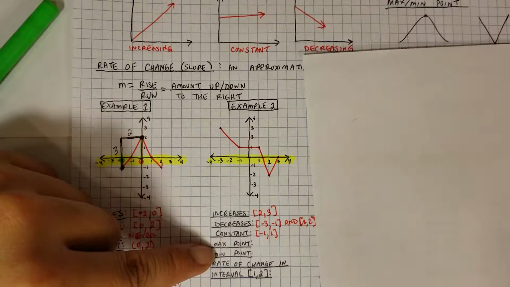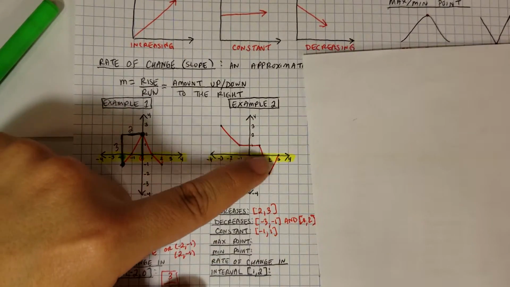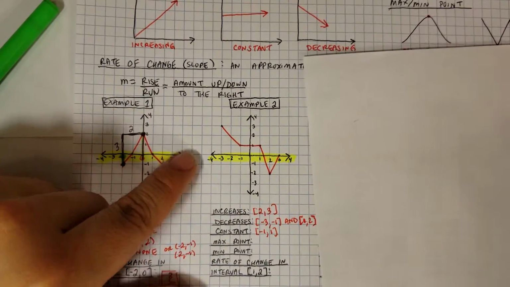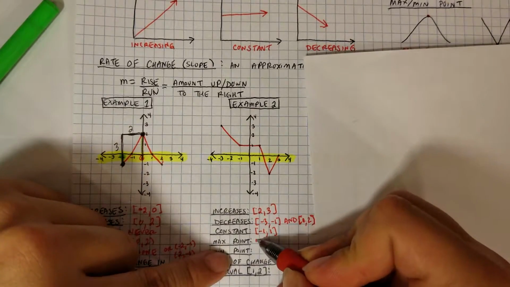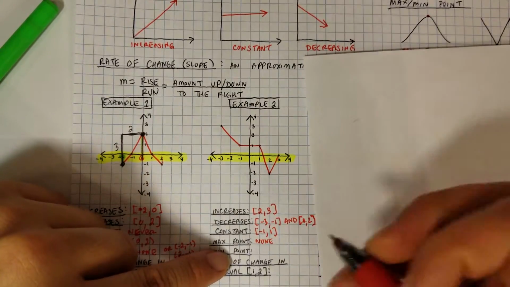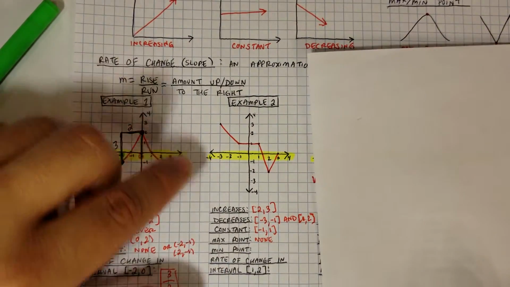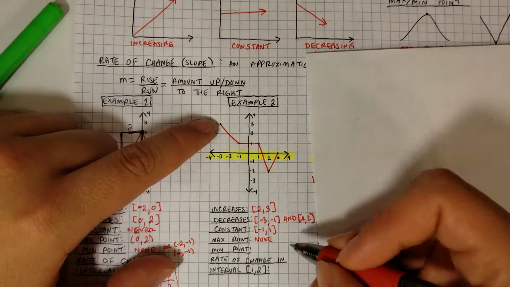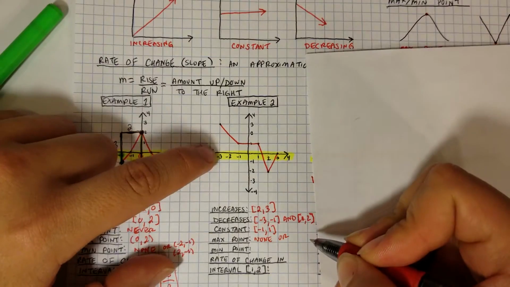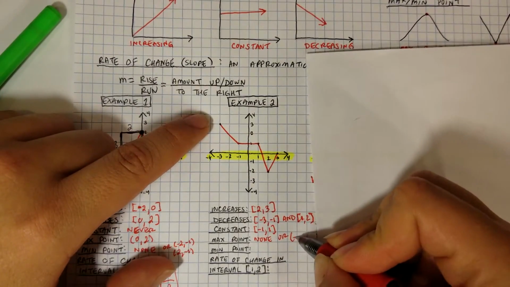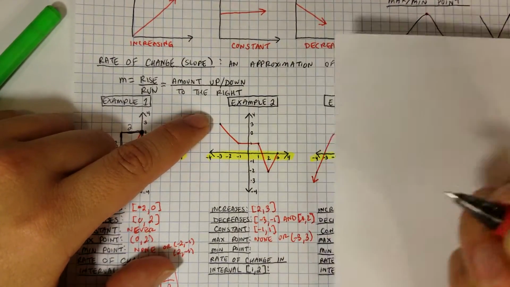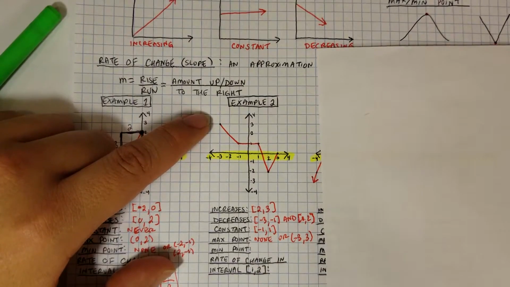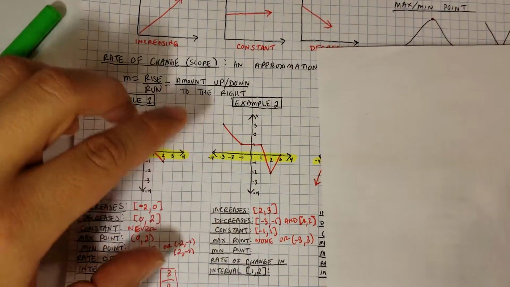Do we have a maximum point? Think of peaks, right? So not really. You could say that there's no peaks, but if you want to think of this as your maximum point, I guess you could technically write this as -3, 3. I would consider that correct because technically it is the highest point on the graph. But if you write none, I'll be okay with it as well.